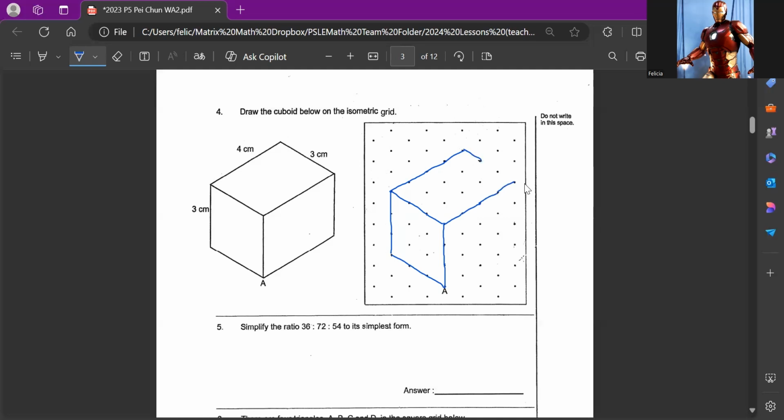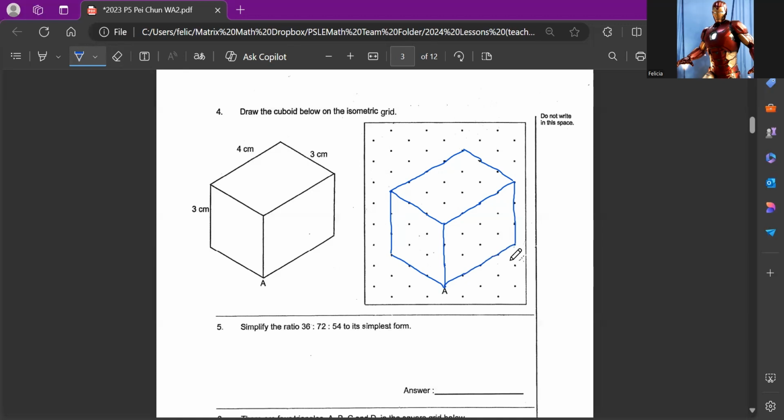Now you can connect this 1, 2, and 3. So now I can drop the height down to 1, 2, 3. And finally connect this. I think let me redraw this. Okay, yeah, so there you go.